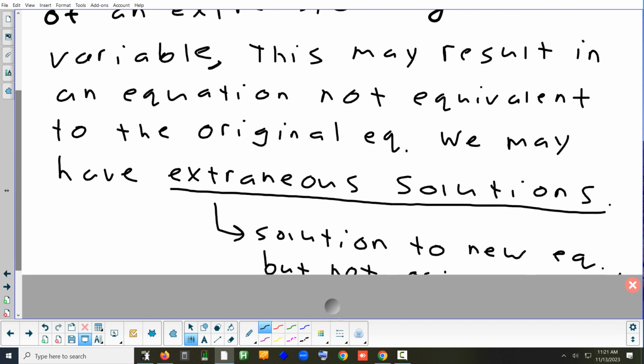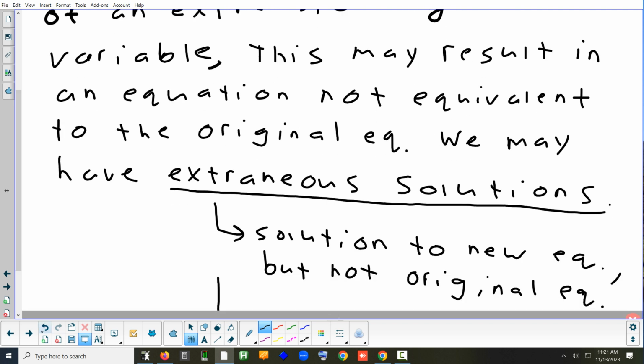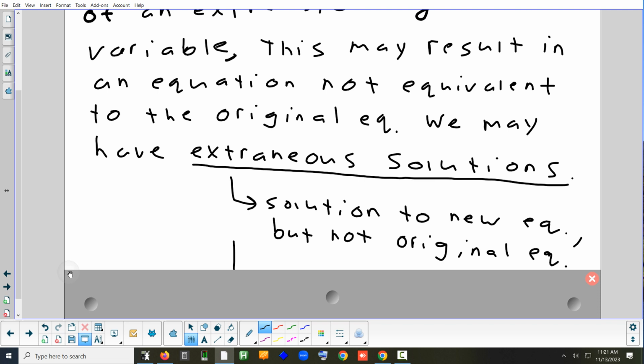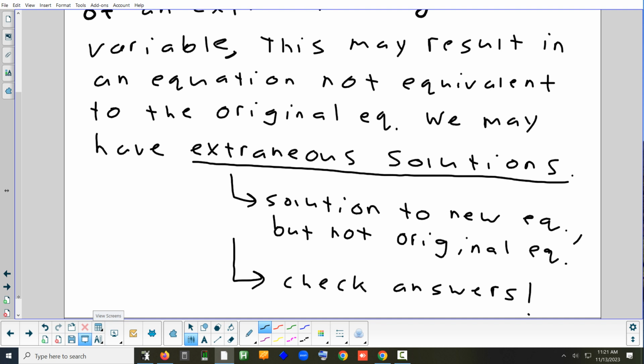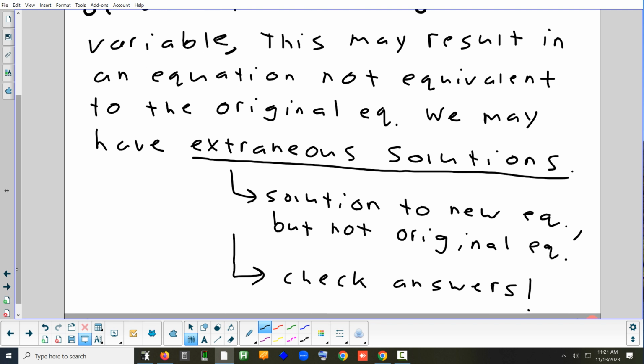So an extraneous solution is a solution that you created as kind of a side effect of the way you solve the problem, but it doesn't actually work if you plug it back in. So, check your answer. And I'll show you an example of that with kind of a simple equation.